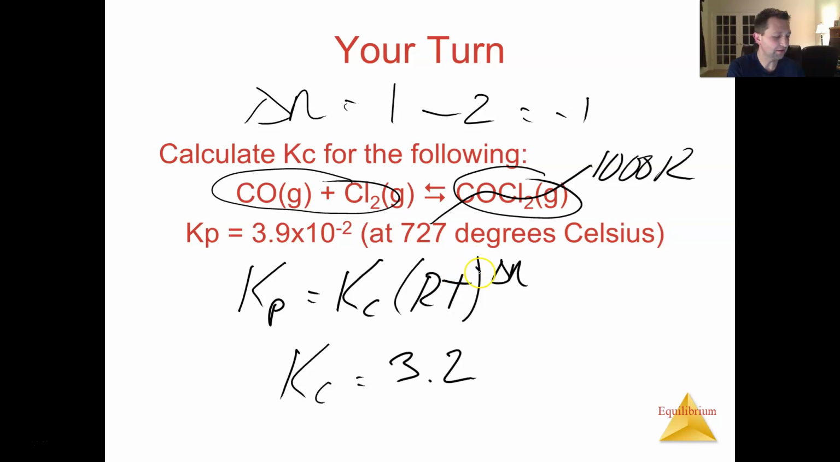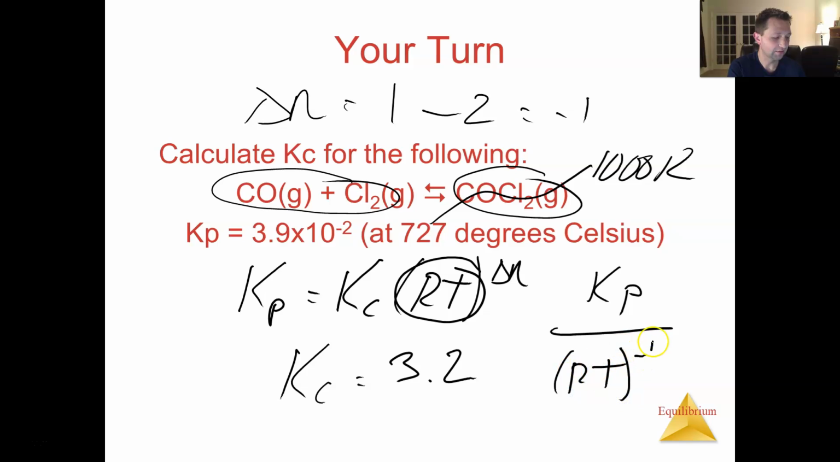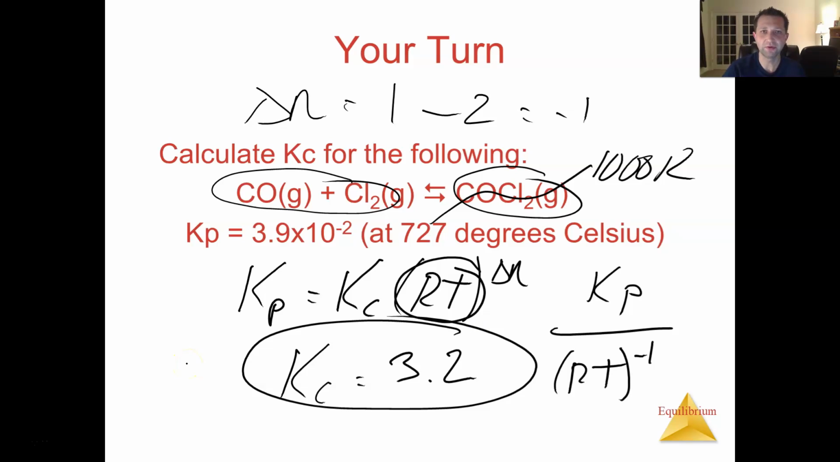Make sure you do R times T. Okay? Make sure you type that in and hit equals or put it in parentheses, right? So you have 0.08206 times 1000. That is raised to the negative first power. Okay? And then you're going to end up with your Kp value divided by that. You'll have Kp over RT to the delta N, which is the negative first. Okay? Don't make silly math mistakes here. That's really the only thing you're going to screw up, a dumb math mistake, because none of this stuff is really all that difficult. Okay? So a Kc value of 3.2 is what you should end up with.